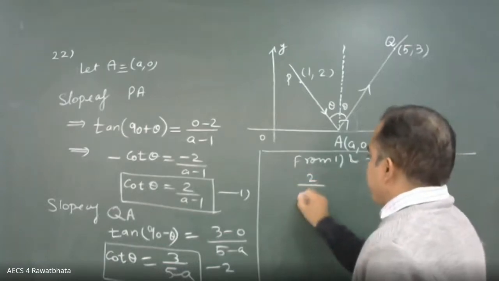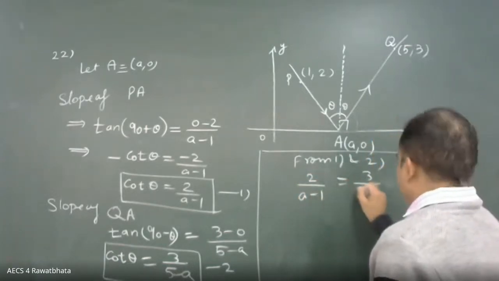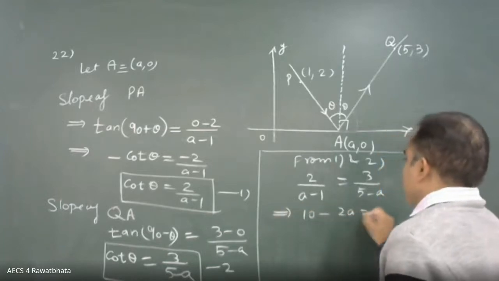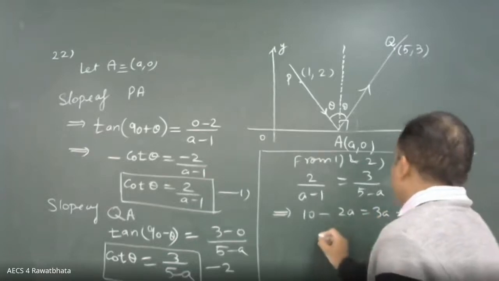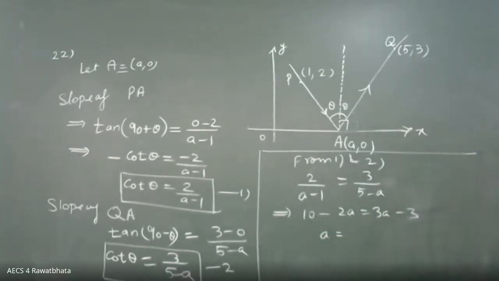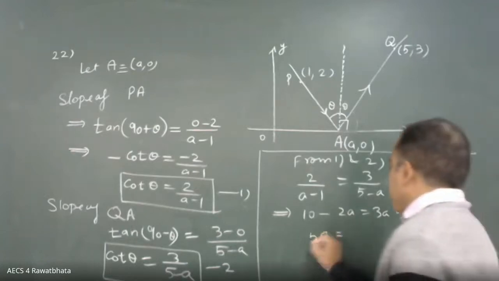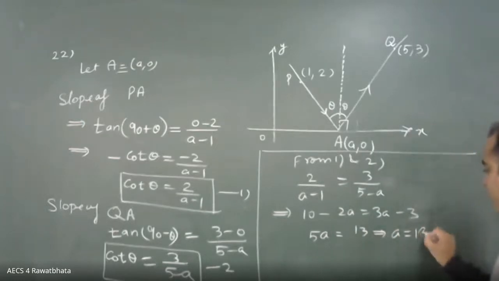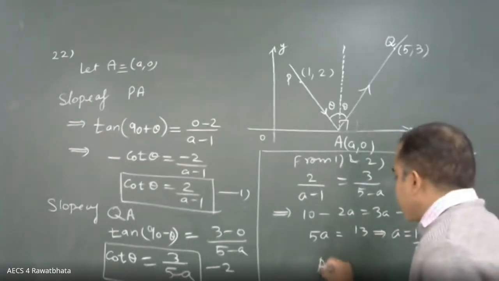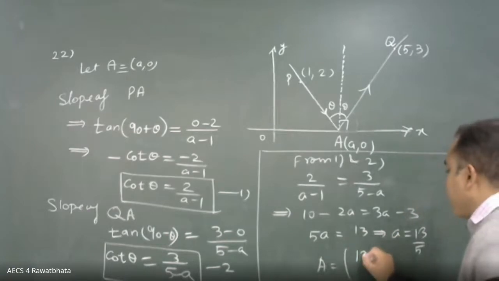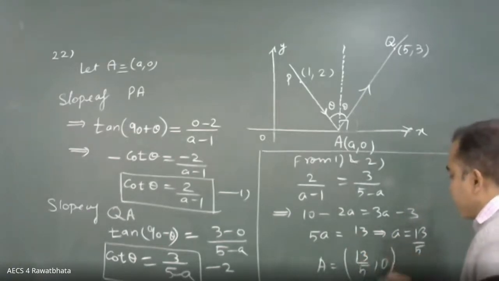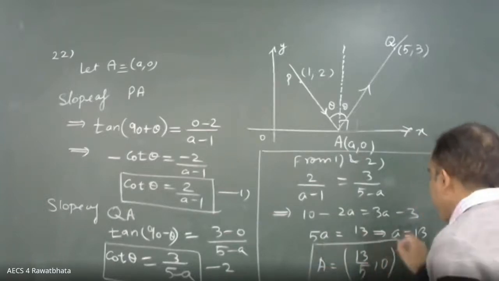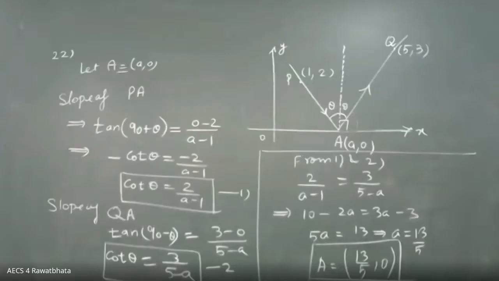So 2 upon (a minus 1) equals 3 upon (5 minus a), and I will get a, hopefully. This becomes 10 minus 2a equal to 3a minus 3. So 5a is equal to 10 plus 3, which is 13. A is equal to 13 by 5. Check the answer, please. Jyoti, will you check the answer? So capital A coordinates will be 13 by 5 comma 0. Is this right? Yes, sir.